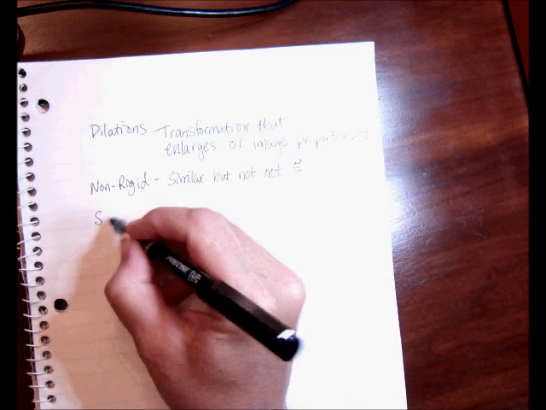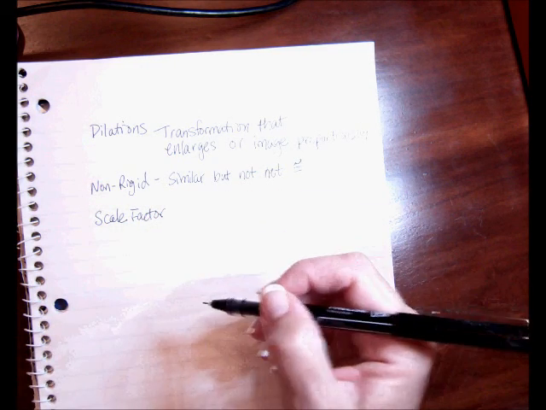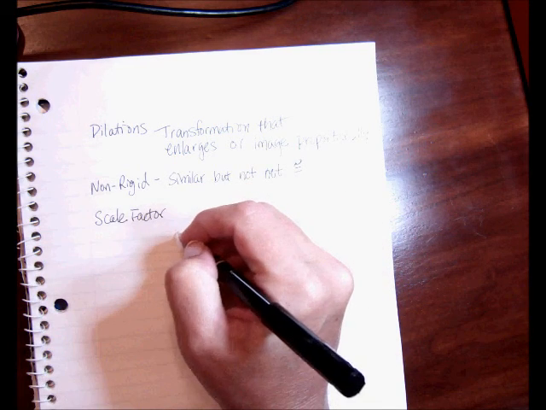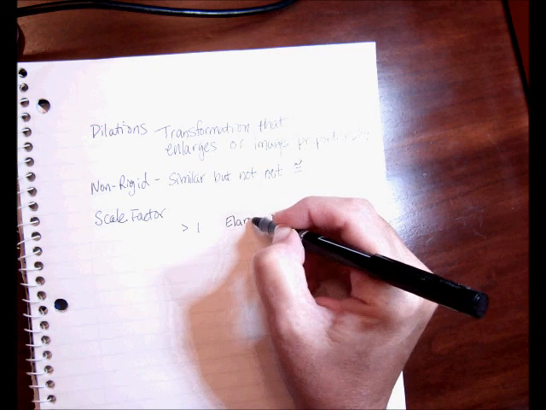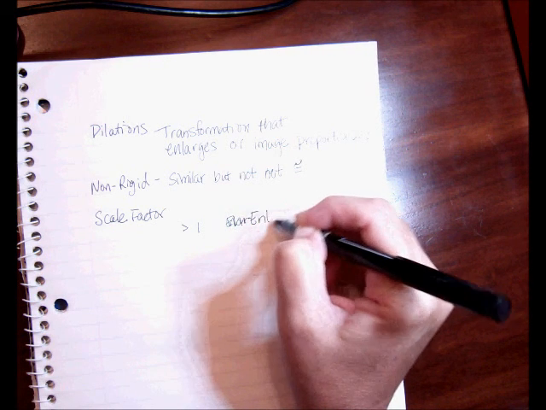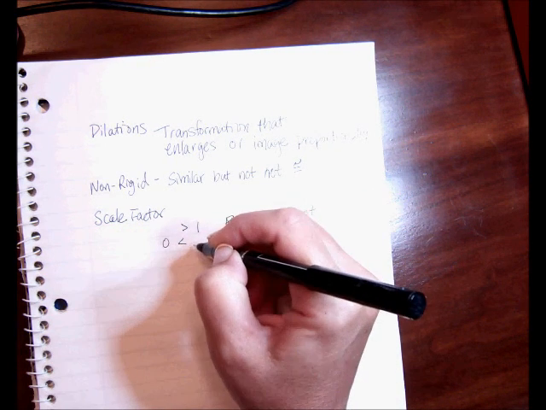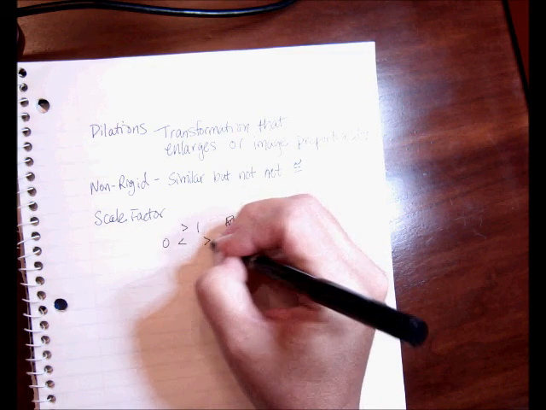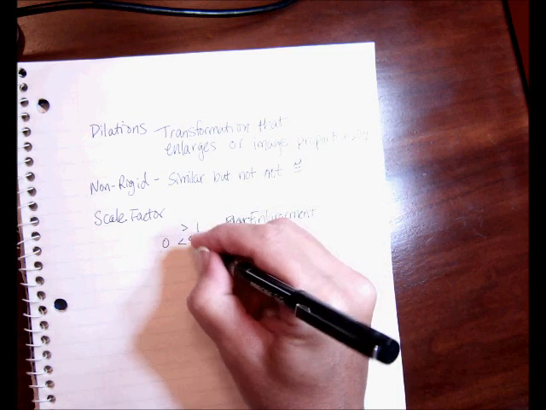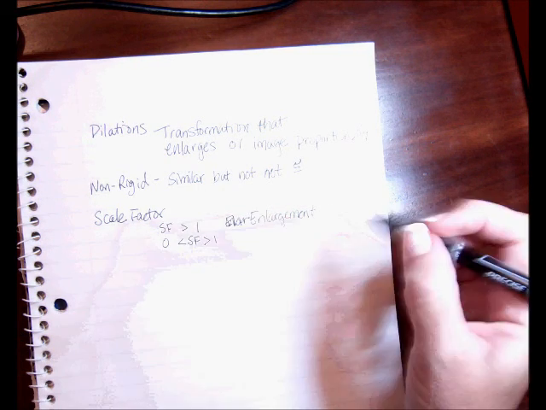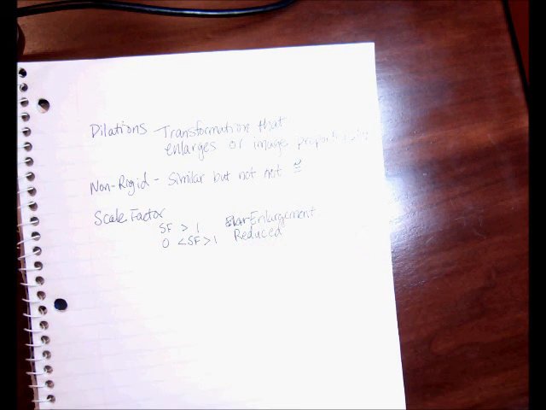When we are doing dilations, there's a scale factor, and we went over this in class. If the scale factor is greater than 1, then it's an enlargement. Oop, I can't spell enlargement. Enlargement. If the scale factor is between 0 and 1, so we'll just say SF for scale factor, then this means that it is reduced from the original.